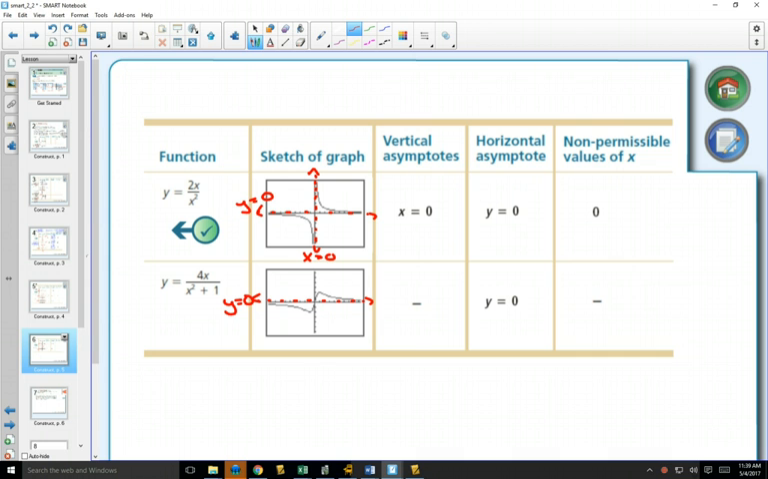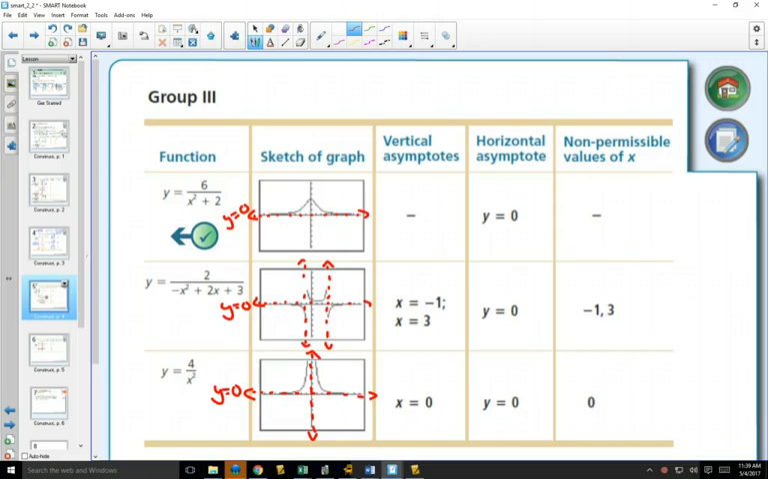So the pattern for group 3, what kind of equations do we have? Well, we have some constants over parabolas. We have lines over parabolas. But the key is in each of these, we have a smaller degree divided by a larger degree. So the polynomial that is in your denominator has a larger degree than the polynomial that is in your numerator.